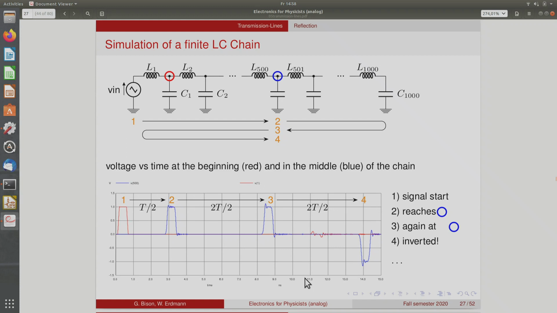So what happens is the following. The pulse starts here. After once or half the traveling time along the full chain, we observe it in the middle. Then it goes here, is reflected, comes back. We observe it again after twice this time. And then it goes back here, is reflected again, and we observe it here. The difference is that this time, when it's reflected here, there's a sign flip, while on this end, there's no sign flip. And then we'll in the next pages look at why this is different.